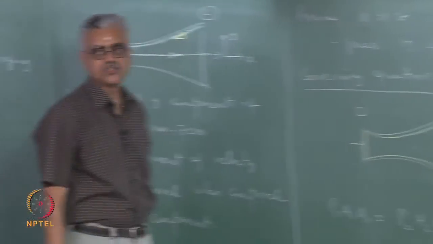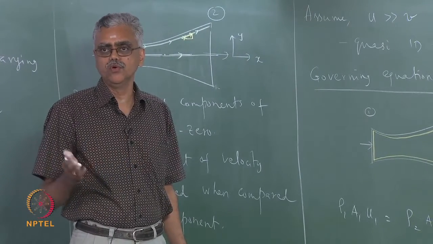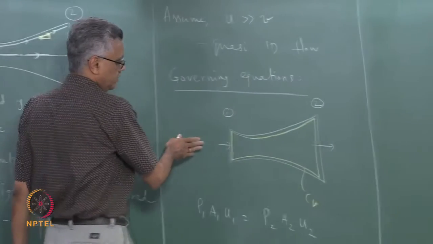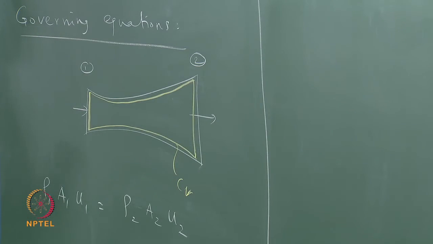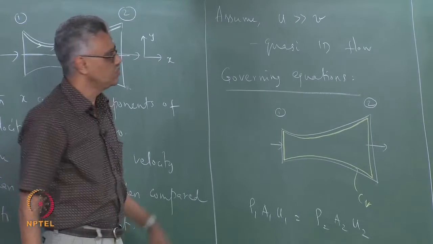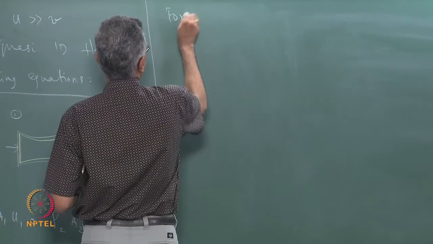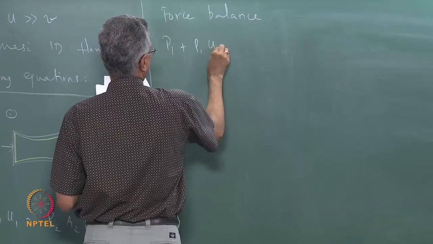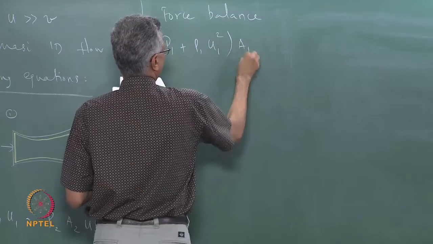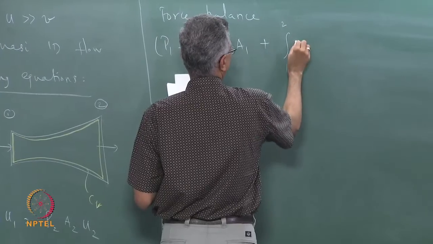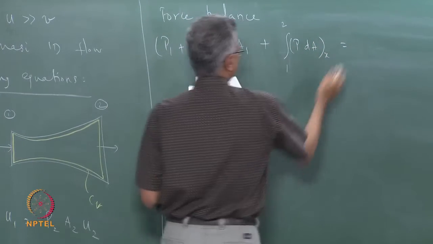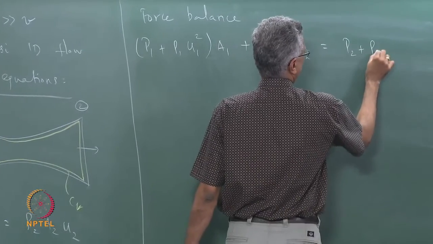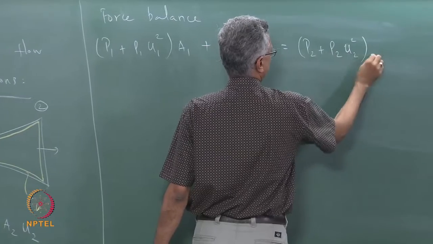Now, if I do a force balance on this control volume, force balance meaning rate of change of momentum of the fluid as it goes through the control volume should be equal to force exerted on the control volume. So, if I apply this, then I have pressure forces which are acting on different parts of the control volume, fluid comes in and goes out. So, there is a change of momentum of the fluid as it comes in and goes out. So, I can write this force balance as P1 plus rho 1 U1 square times A1 plus integral 1 to 2 P dA. Let us say that this, we take the x component of this force is equal to P2 plus rho 2 U2 square times A2.